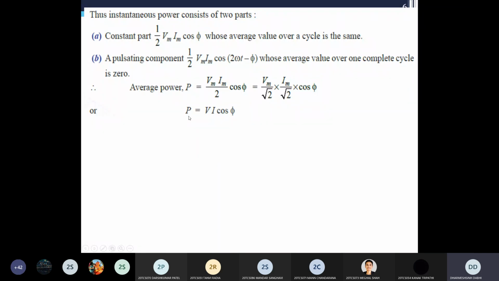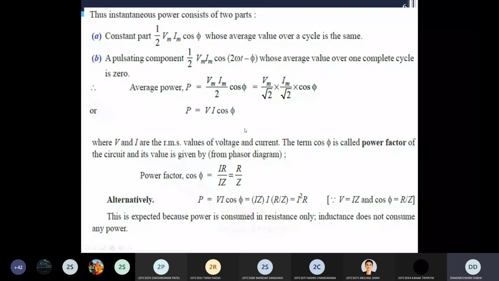So now the equation of power P becomes VI cos phi. This part is also called the active power of the circuit. So here in this series RL circuit, the active component is P equal to VI cos phi. Now, what is the cos phi here? Cos phi is nothing but the power factor of your circuit.